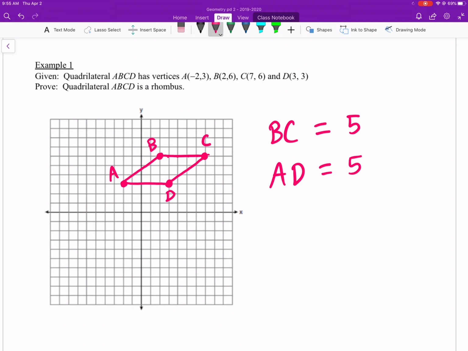For the other side lengths, we also need them to be 5, right? All 4 sides congruent. But what we're going to do for AB and CD, we're going to make a right triangle out of that side length, where that side length AB now is the hypotenuse. Alright, so we have a right triangle. One of the side lengths is 3, another side length is 4, and AB is that unknown length there. So our setup would be 3 squared plus 4 squared is equal to AB squared.